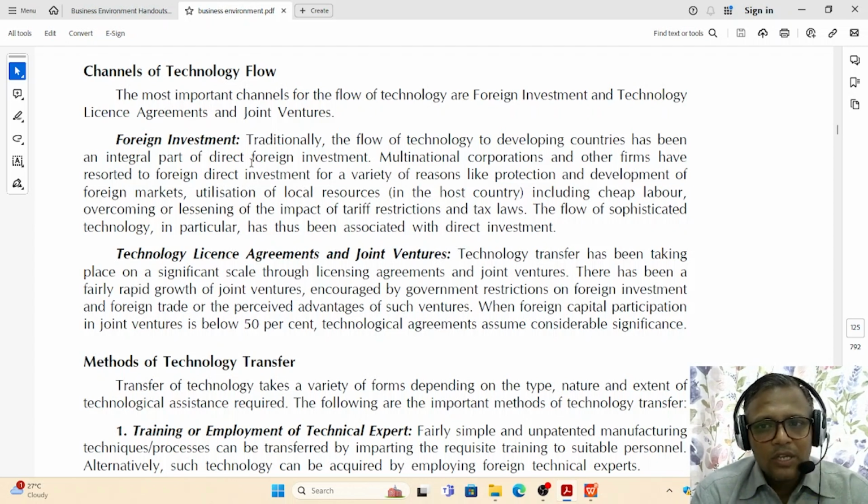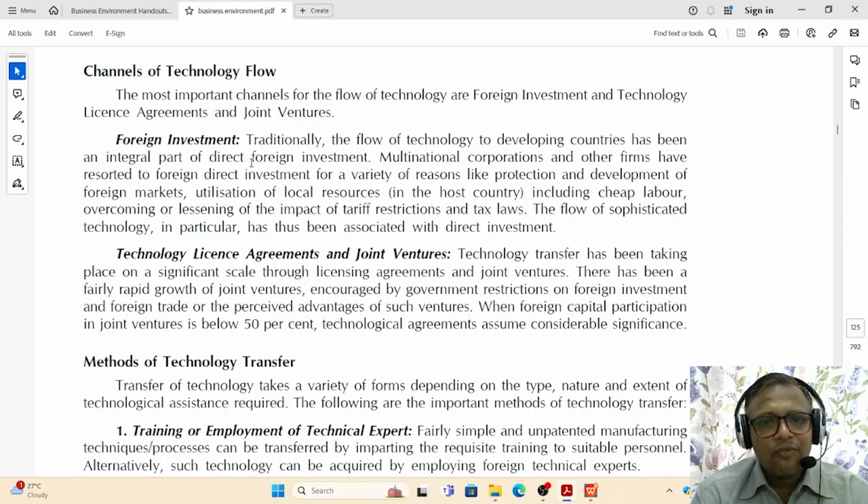So there are 3 types of channels. First is the foreign investment, second is the technology license agreements, and the third is the joint ventures. So what is foreign investment? Flow of the technology can come through when some other people, some other organizations, some other businesses from other nations, they try to invest in our own country.